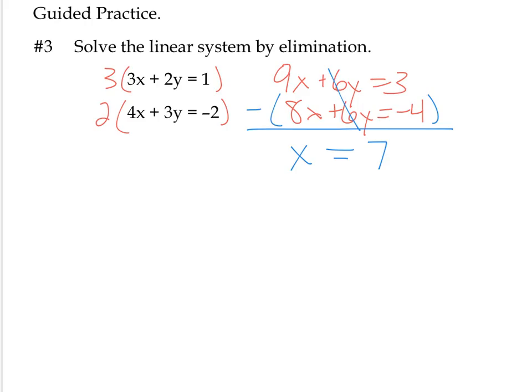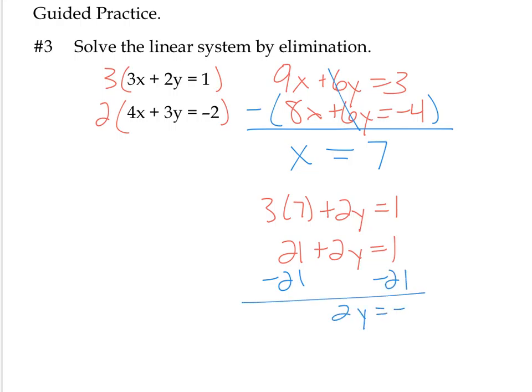Now that we have x equals 7, we can plug that back in. It doesn't matter which equation. Let's just pick the first one. All right, so we have 3 times 7 plus 2y equals 1. That's 21 plus 2y equals 1. We can subtract 21 on both sides. We get 2y equals -20. Divide by 2, and we get y equals -10. So our solution then would be (7, -10).